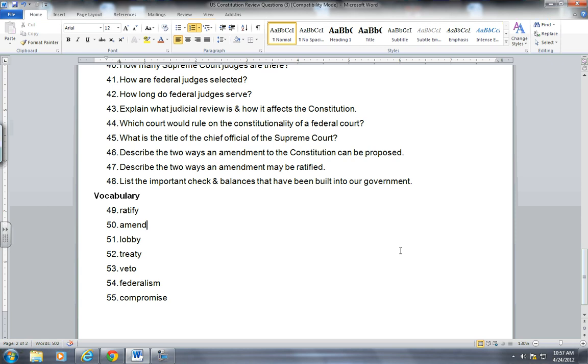53, veto means a rejection of a bill. 54, federalism is a system in which power is divided between the central and state governments. It's that sharing of power between central and state governments. And 55, compromise. That's an agreement where both sides give a little in order to settle an issue.